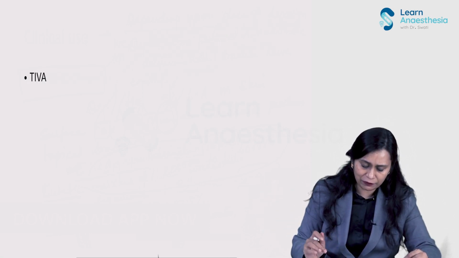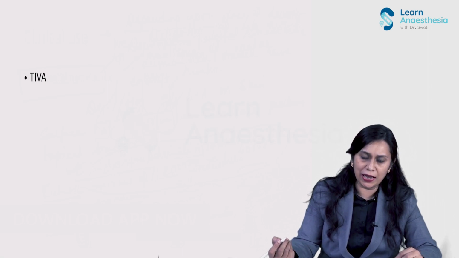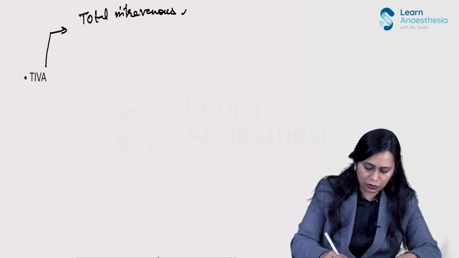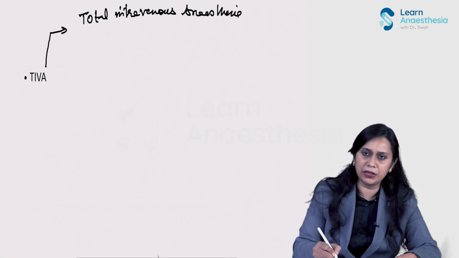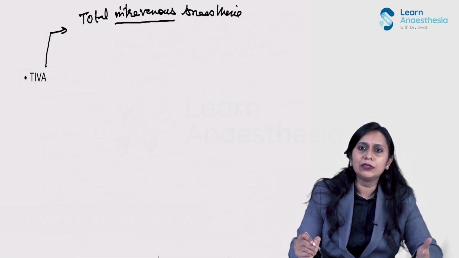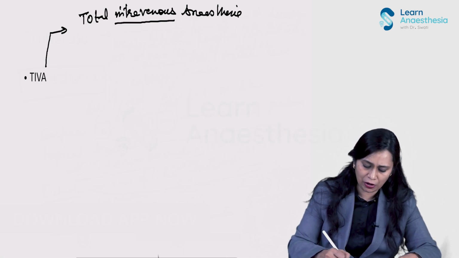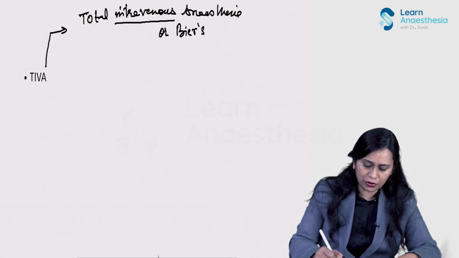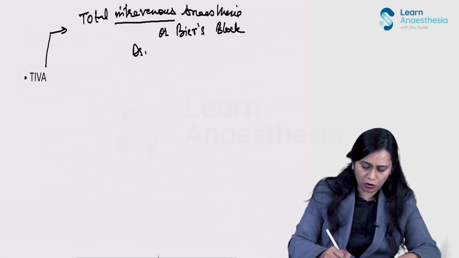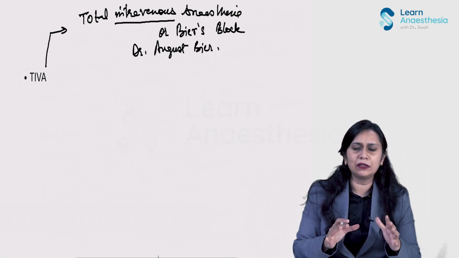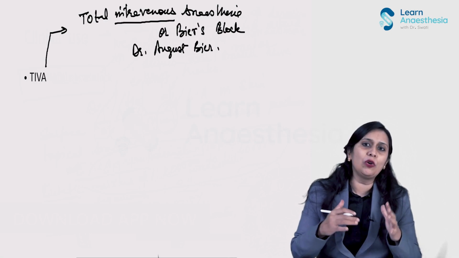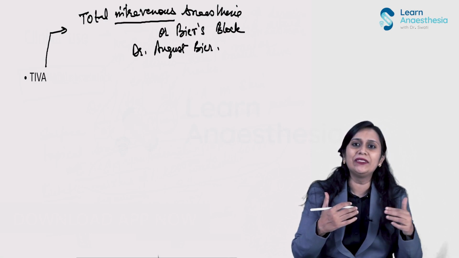Okay. Then we have TIVA, a special type of regional anesthesia. What does this TIVA stand for? TIVA stands for total intravenous anesthesia. Now, this is a very contradictory thing. I'm saying intravenous. Until now, I told you that local anesthetic is given locally, never intravenously, right? So, what is this TIVA, or we call it Bier's block, because this was developed by Dr. August Bier. Now, this is also a type of regional anesthesia, but in this, the local anesthetic is not deposited locally but given systemically.